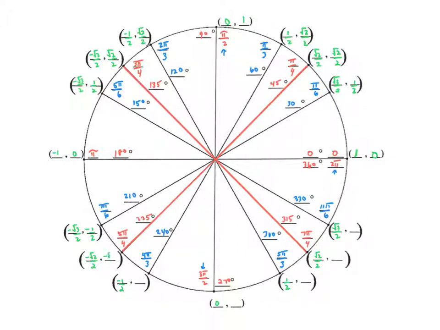They continue to go down. -1/2, -√2/2, -√3/2, -1. And now they start going back up. -√3/2, -√2/2, -1/2, 0.